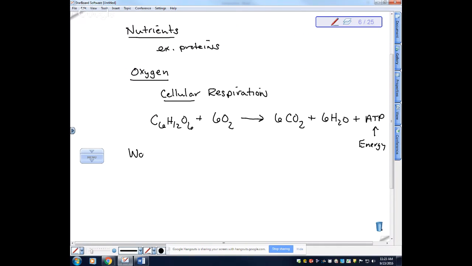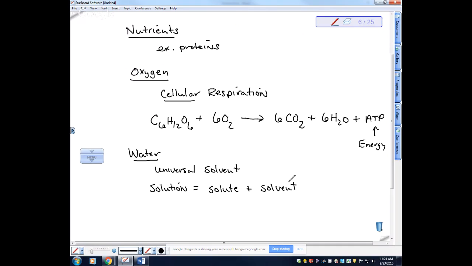We also need water. And water is important for a variety of reasons. One reason is that it is considered to be a universal solvent. So what does that mean? That means that almost everything that we need to transport in our body is transported in solution. If you look at a chemical solution like sugar water, for example, the solute is dissolved in a solvent so it can be transported.